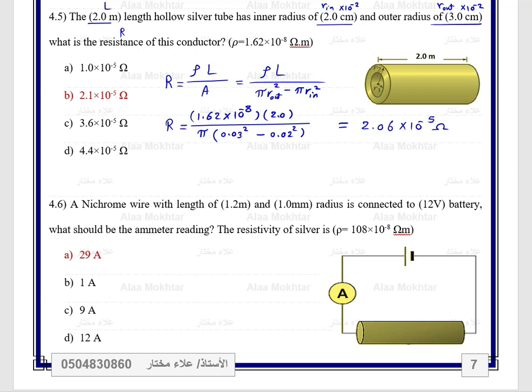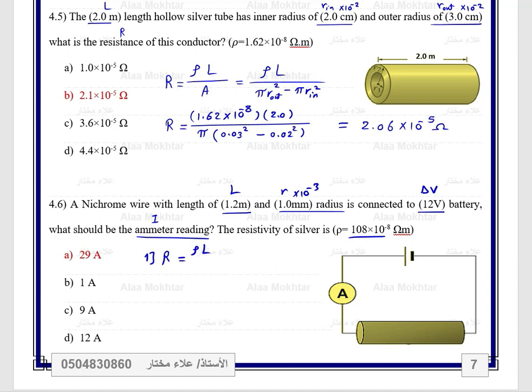Question number 6. A nichrome wire with a length of 1.2 meters and 1 millimeter radius, R multiplied by 10 to the negative 3, is connected to a 12 volt battery. It's delta V. What should the ammeter reading be? We need the current. The resistivity of the silver is 108 times 10 to the negative 8. This is for silver. First step, calculate the resistance.